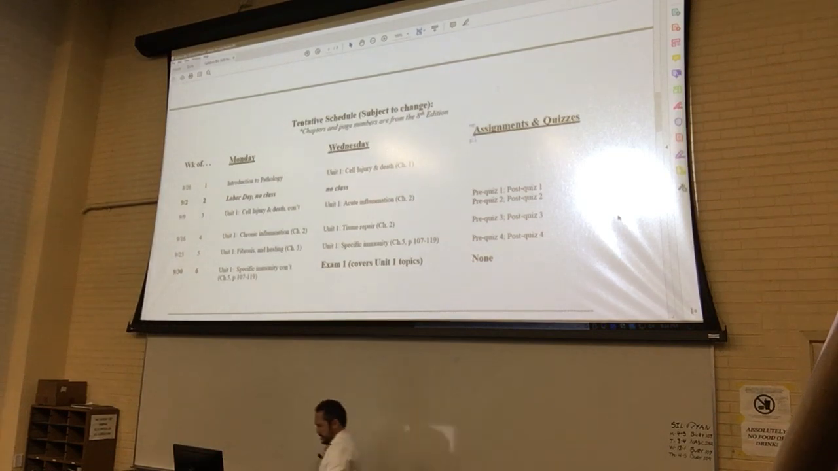All right, we're winding it down. Then we went into fibrosis and healing. We talked about scarring. We talked about keloids, right? I'm just going off of memory now.